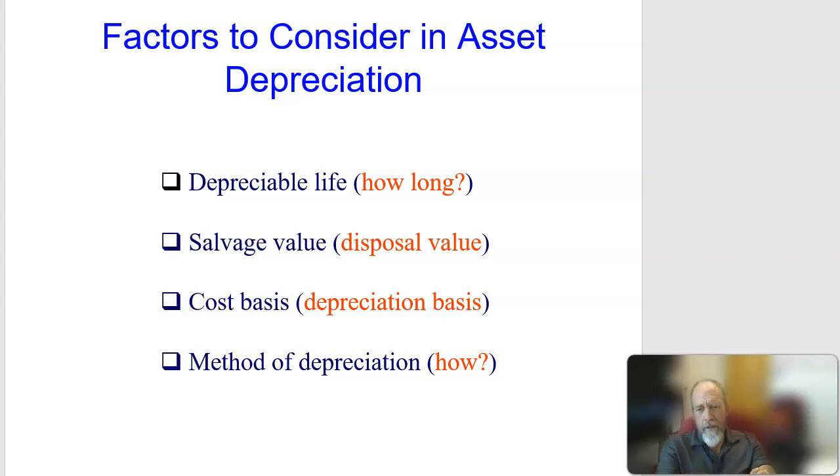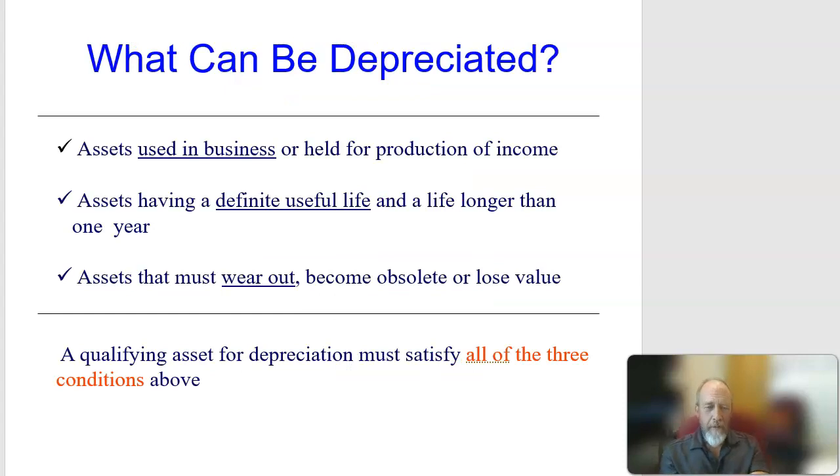We're going to talk about some simple methods of depreciation, the simplest being straight line. Here's how long the thing is going to last, beginning, end, divide by number of years. Well, the rules are important. So here are the rules. These are simplified rules. If you want to read tax law, have fun, but let's put it in simple terms. What can you depreciate? Assets used in business or held for production of income, having a definite useful life of longer than a year, and things that will either wear out, become obsolete, or lose their value over time. If you meet those three conditions, which a lot of things do, they can be depreciated. And that's something that you would want to do.